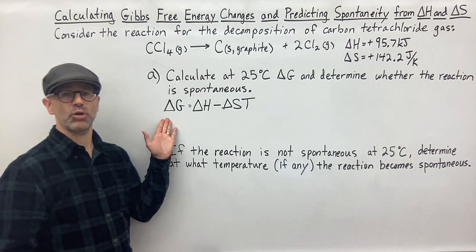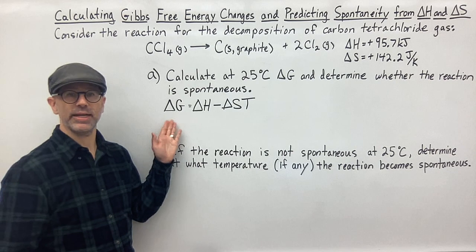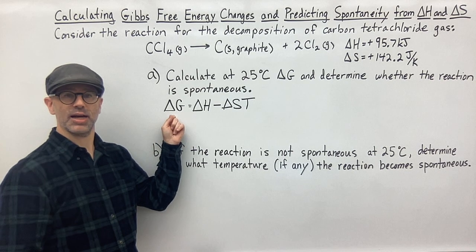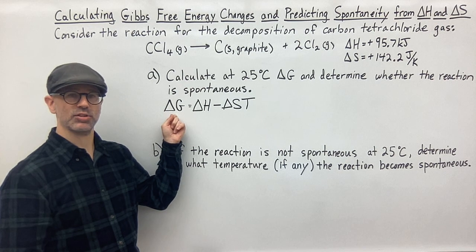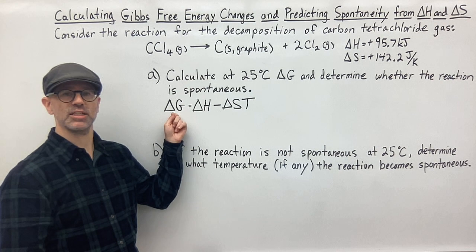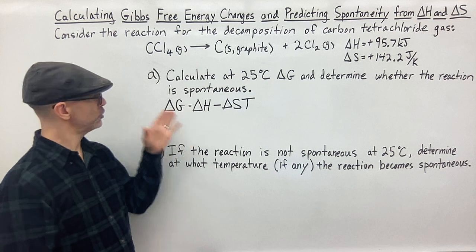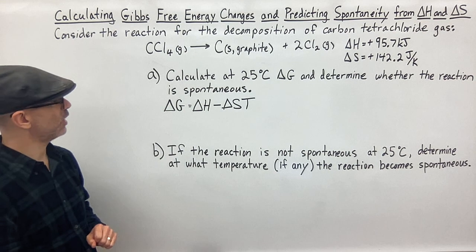Now, how do we know if something's spontaneous or not? It's going to be based on whether or not we get a negative delta G or a positive delta G. If we get a negative delta G, it's spontaneous. If we get a positive delta G, not spontaneous. So let's plug in our values.